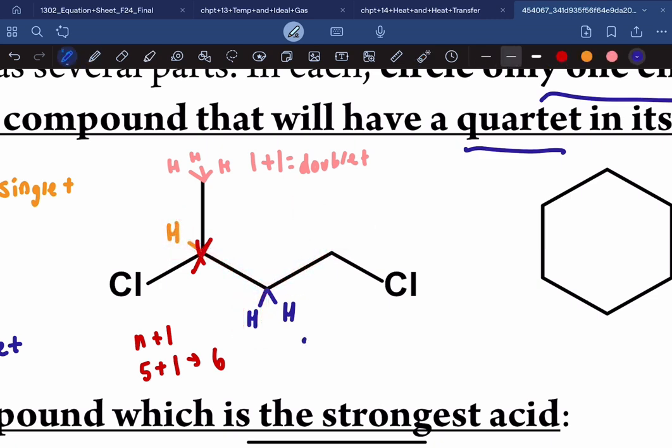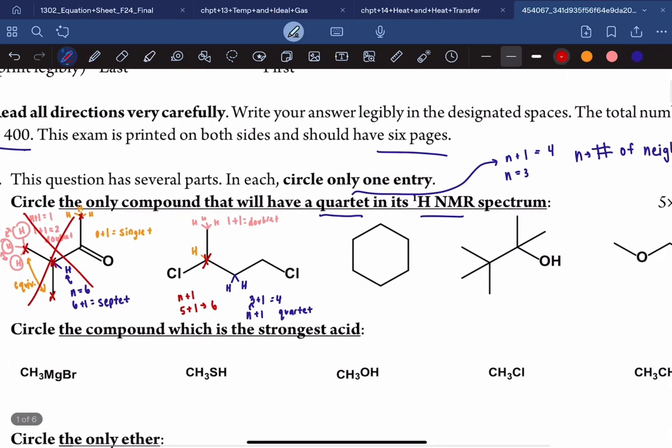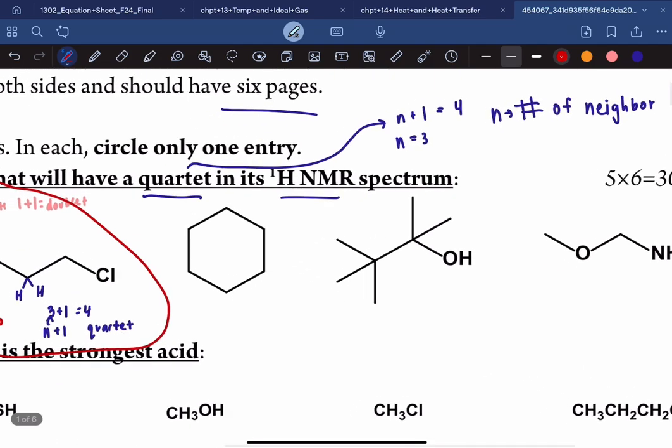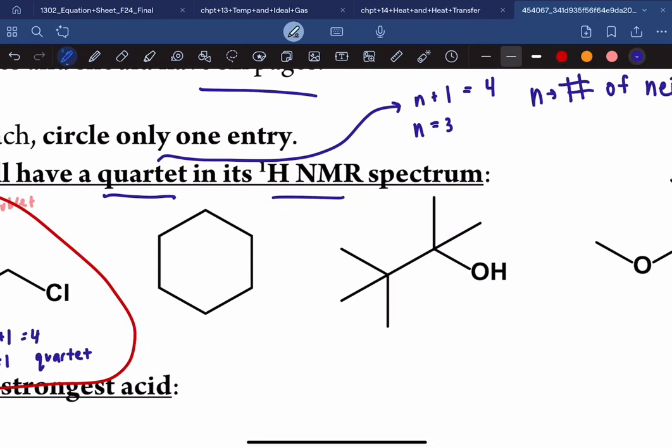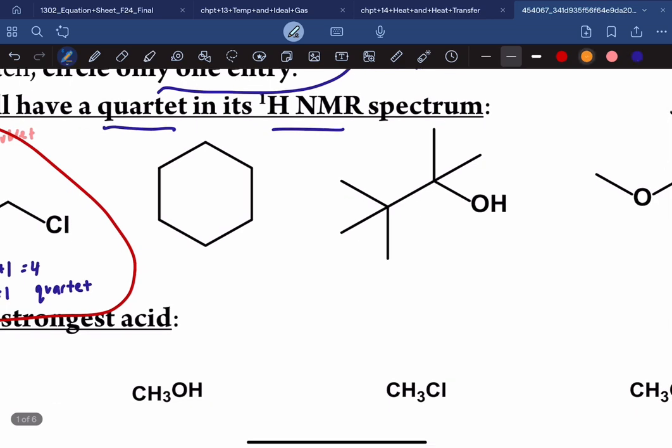So for this purple one, it's going to be 3 plus 1, because n plus 1, where n is the number of neighbors, equals 4. So that is actually a quartet. So we found the quartet, which means this is our right answer. If you're on the test, just circle it and go, because otherwise this is a lot of time you're going to waste. But for the sake of the video, I'll do all of them, so you know.